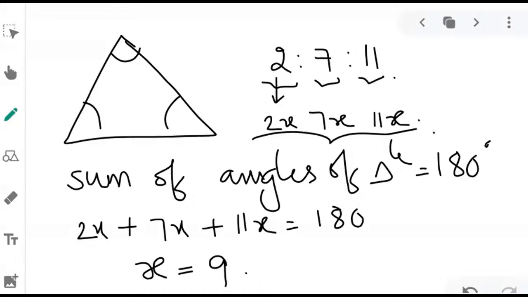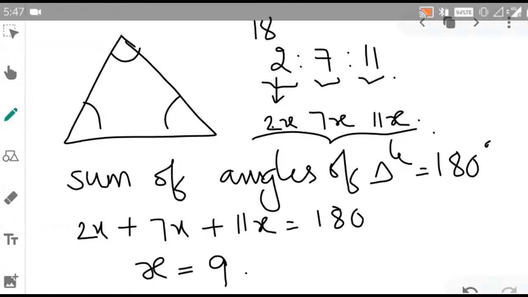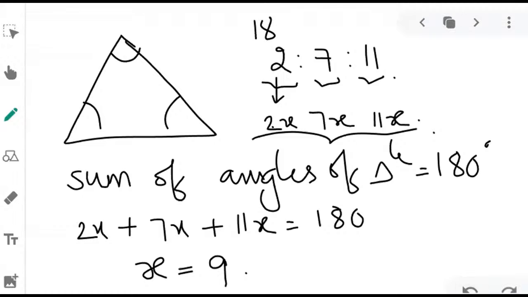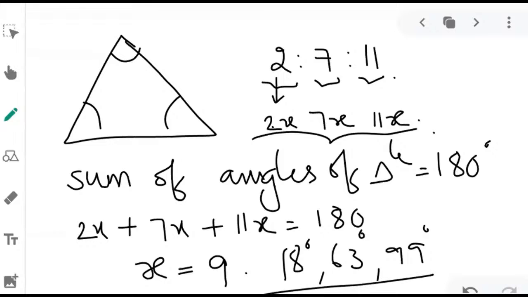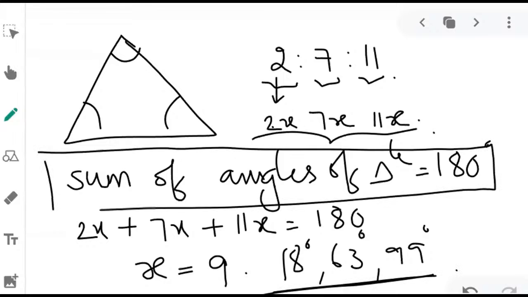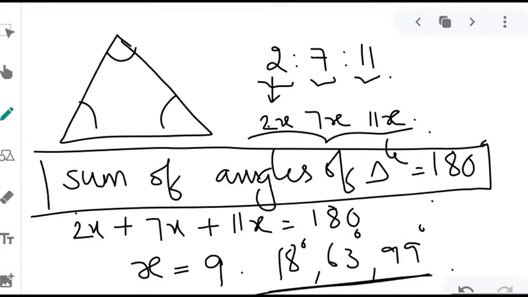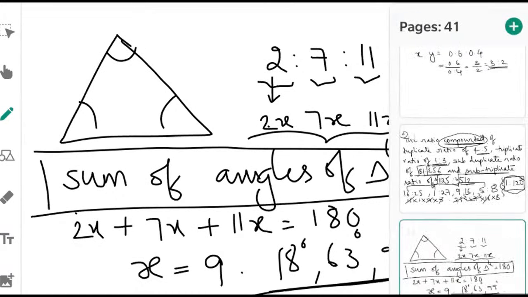So what are the three angles here? 2 into 9 is 18 degrees, 63 degrees, and 99 degrees. So this is the key aspect to know for this problem, that the sum of the angles of a triangle is 180. Right? So what about the next one?